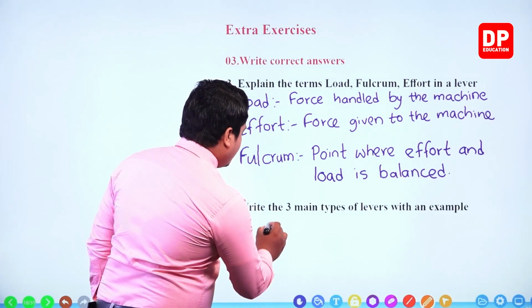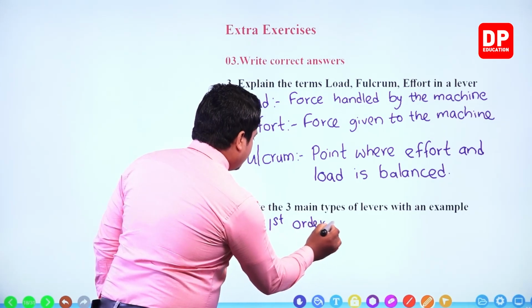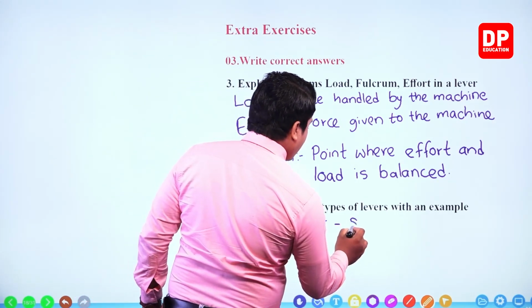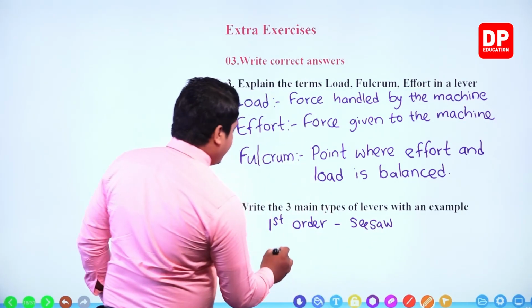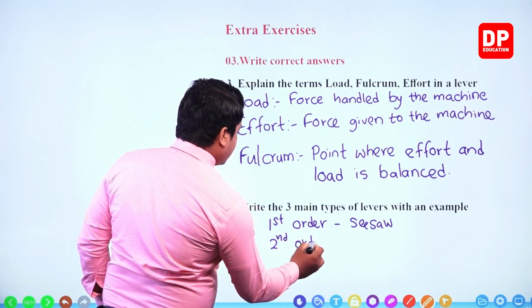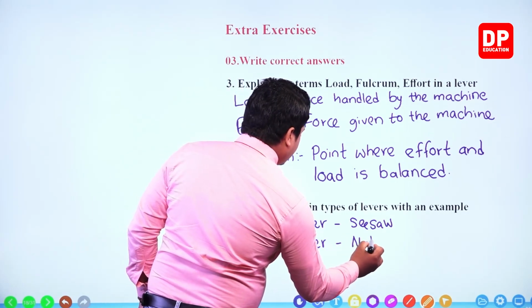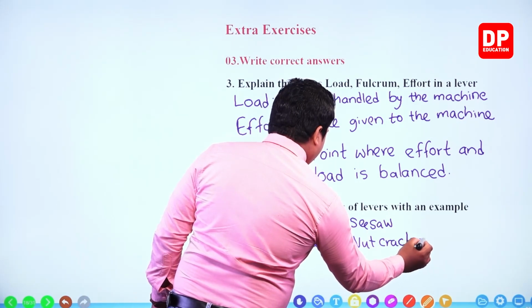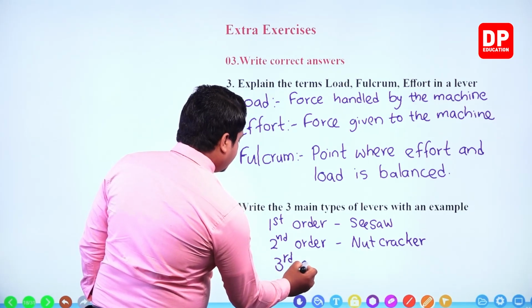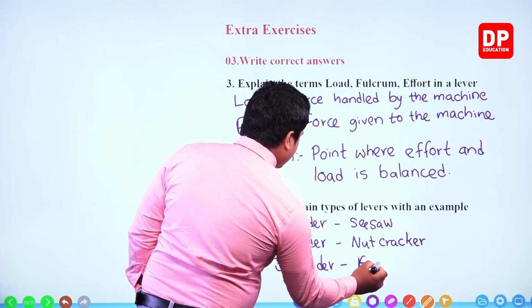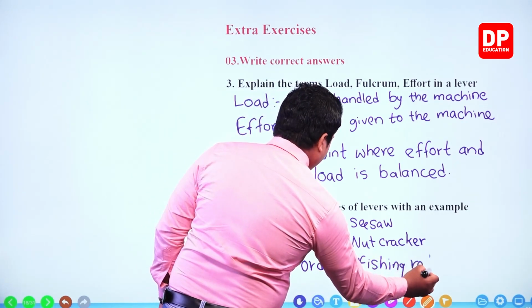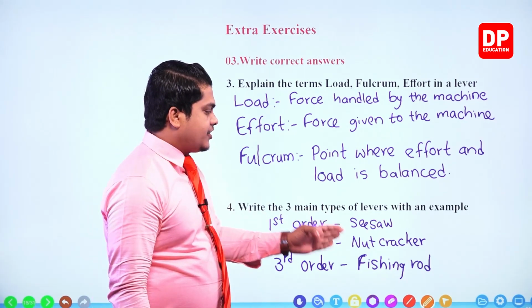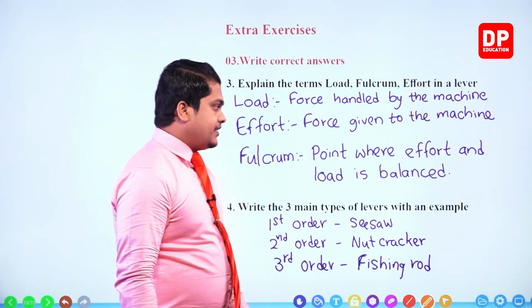So very simple, my dear children. First order. They are not asking about an explanation, just the type and an example. So first order, seesaw. Second order, nutcracker, third order, shovel or else fishing rod. So first order seesaw, second order nutcracker, third order fishing rod. The three orders of levers. Then the next question, question number 5.